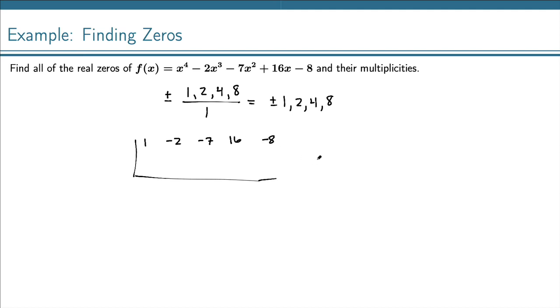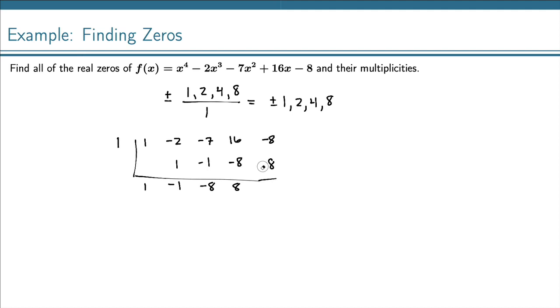Now, it doesn't really matter what order you check these. You can go in any order you want. Just make sure you're keeping track of what you've tried so you don't start retrying things. I like starting with small numbers because it makes the arithmetic a little bit easier. So I'm going to put a 1 here and start with 1. At this point, I'm going to trust that you're comfortable with synthetic division. If you're not, I recommend practicing, and you'll get really comfortable with it.